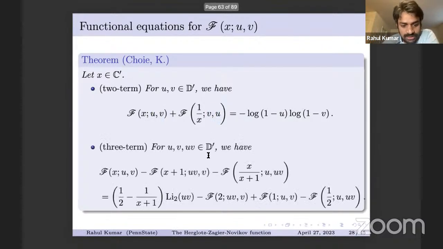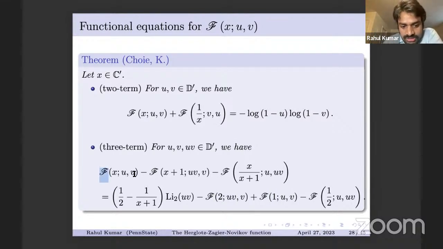And what about the 3-term? For the 3-term, you have x, x plus 1, x over x plus 1, and then you have (u, v), then (u, uv), and (uv, v). On the right hand side, you can see that you have the 2 F at 2, 1, and 1/2. This F at 2, 1, and 1/2 can be evaluated in terms of log and dilog. We have done this in our paper, but I haven't written them here because they are lengthy, that's why I have written it in this form. But one can evaluate this function F in terms of known functions, log and dilog.